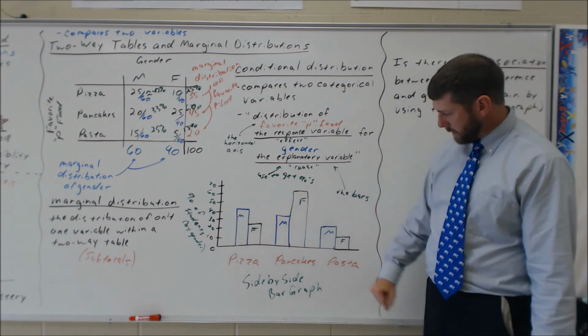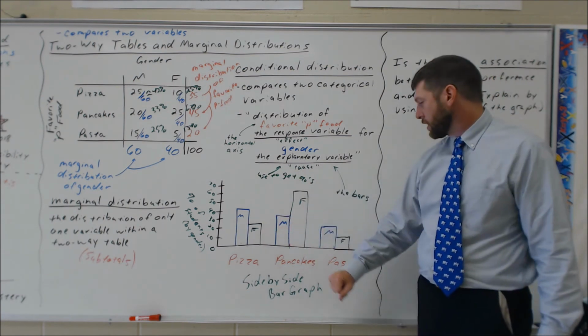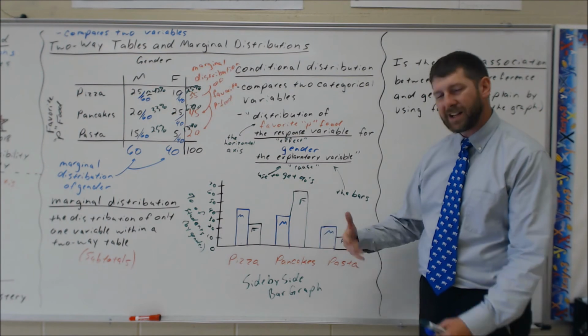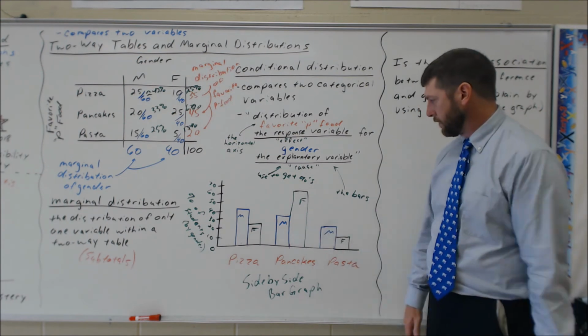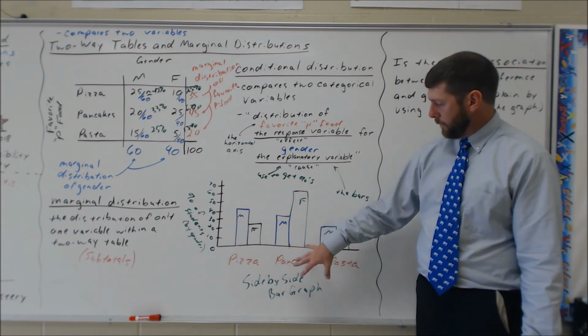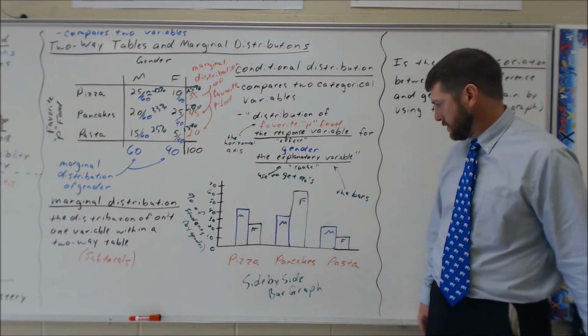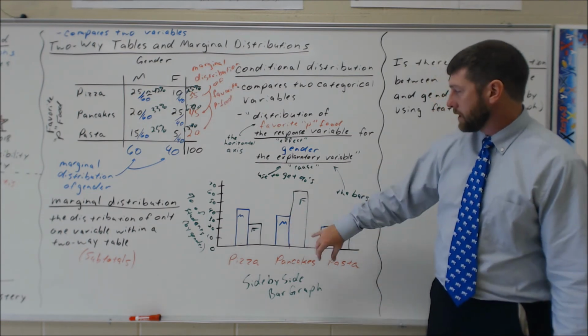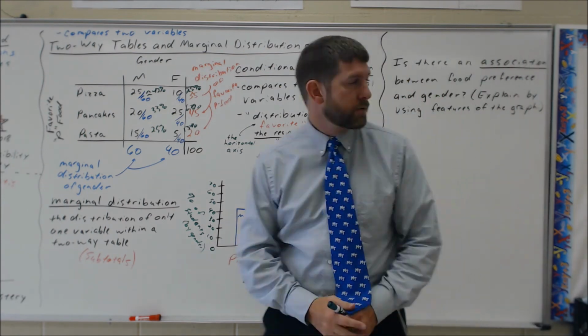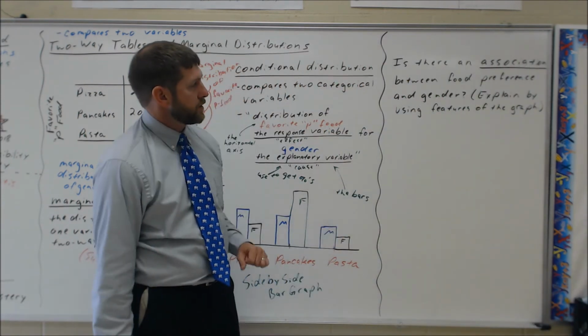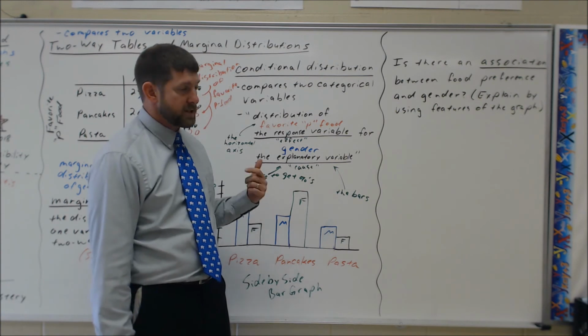So this is what a side-by-side bar graph looks like. Now there are other ways we can organize these. You could do a segmented bar graph, and we'll look at some of those. This is the one I prefer for us to work with because I think this gives us the clearest picture and the clearest side-by-side comparison. The reason we like these is because of questions like this last one we have up here. Is there an association between food preference and gender?